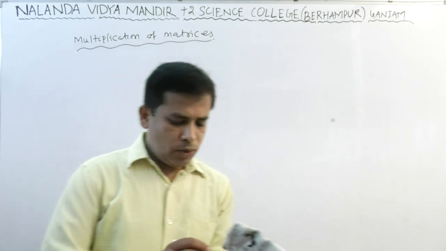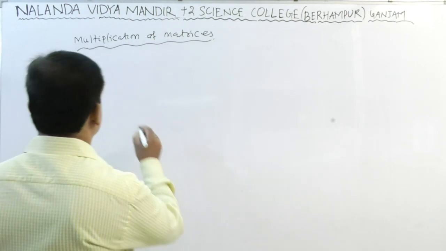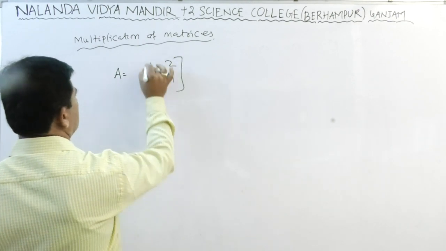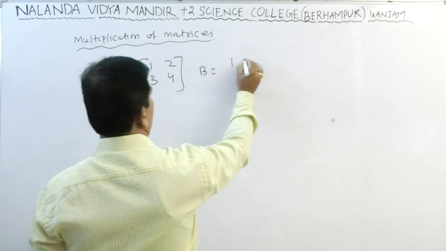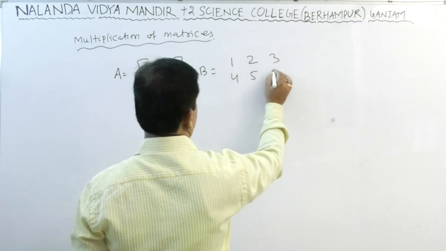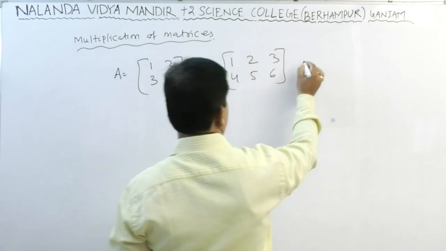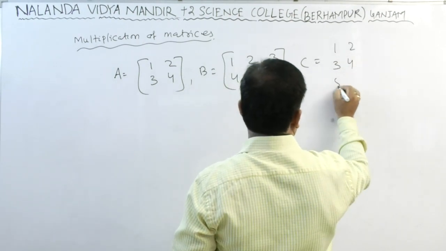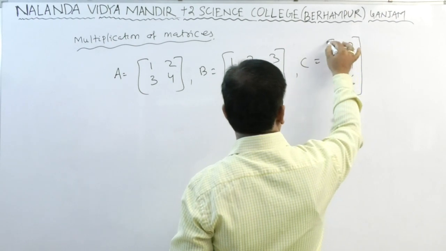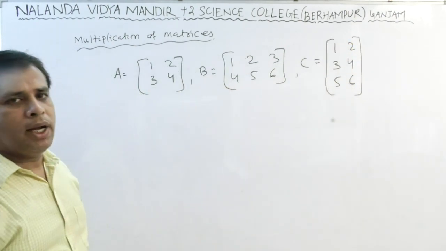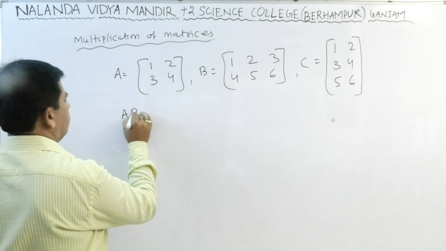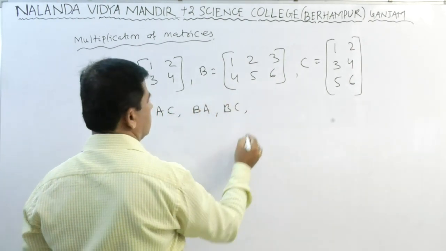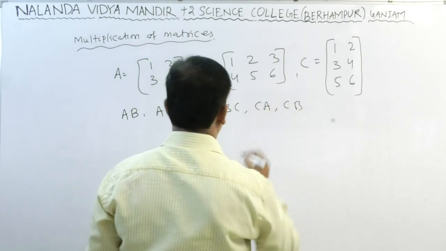Last class, we took some questions for you. Matrix A is equal to 1, 2, 3, 4, and B is equal to 1, 2, 3, 4, 5, 6, and matrix C is equal to 1, 2, 3, 4, 5, 6. If possible, find the product of AB, AC, BA, BC, CA, CB.